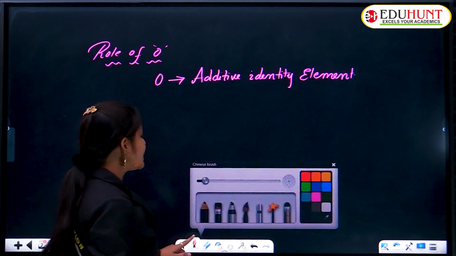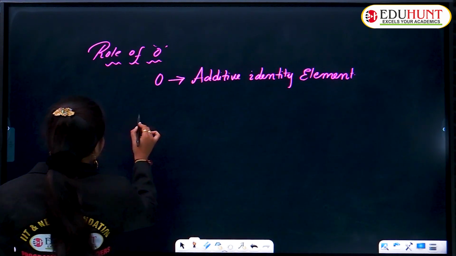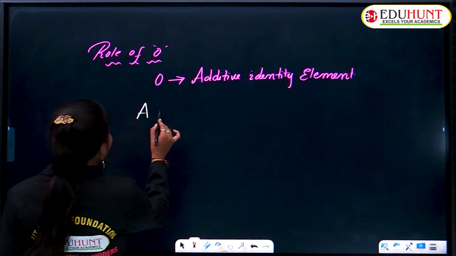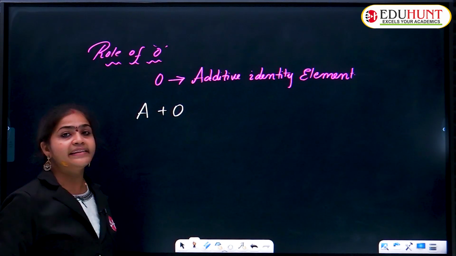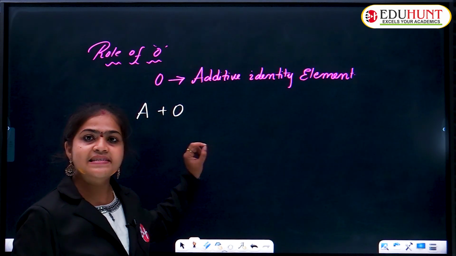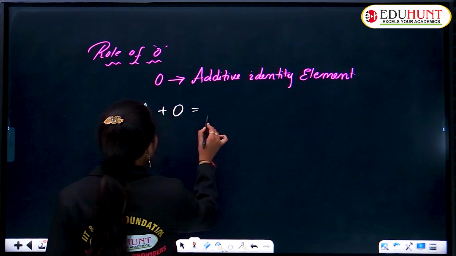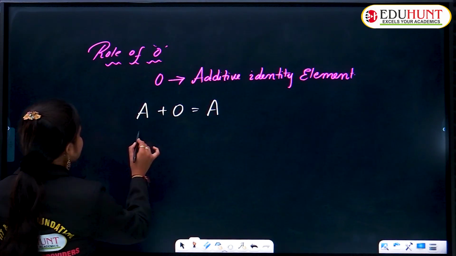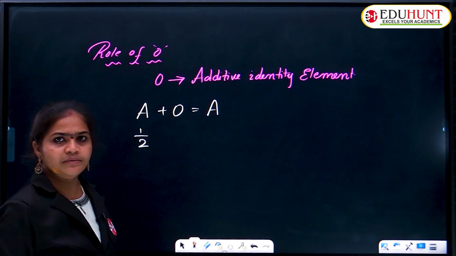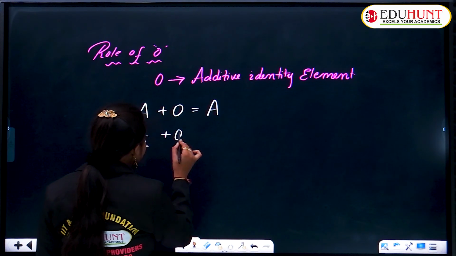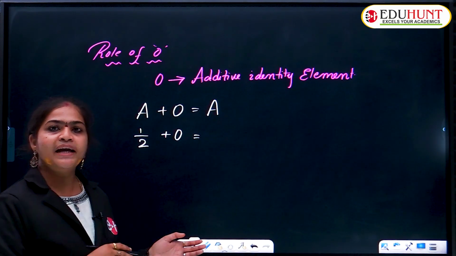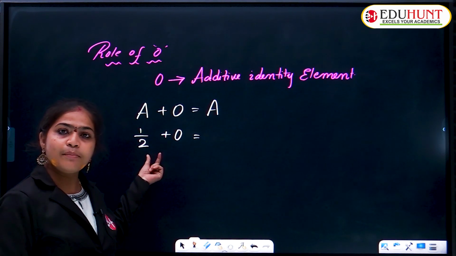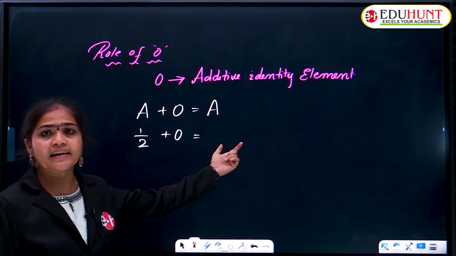Why? What is the condition here? A is any rational number. If you add 0 to this rational number, what do you get? If you add 0 to any rational number, you again get the same rational number. For example, 1 by 2 is a rational number. If you add 0 to that 1 by 2, what do you get? 1 by 2 plus 0. Zero means nothing, so nothing is added, and the same number is obtained as the result.